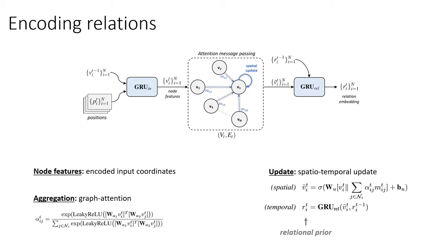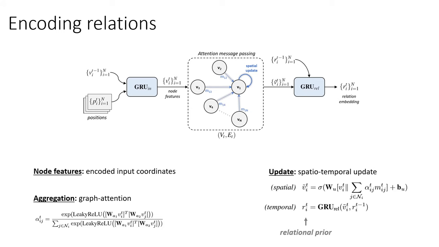Without going too much into details, our relation encoding approach is the following. We have a simple message passing graph neural network where the input node features are just encoded input coordinates. Then we compute messages between nodes. We aggregate the messages with graph attention. And by the way, we noticed that graph attention is really suitable for this type of problem, because usually, if you're interested in dynamic relations in the context of tracking, at least, you're interested in correlations in the motion, and attention architecture is specifically designed to handle correlations in the input data. When you aggregate the messages with attention weights, you also update the node features, first spatially, then temporally. As a result of this process, you obtain a relation embedding or relational prior.